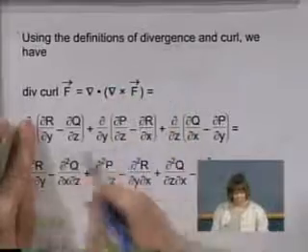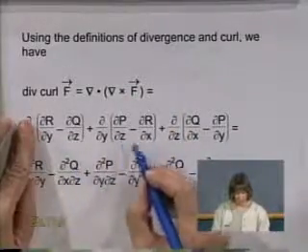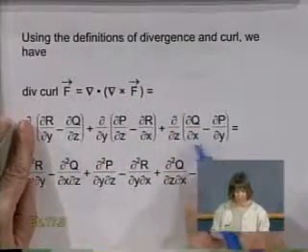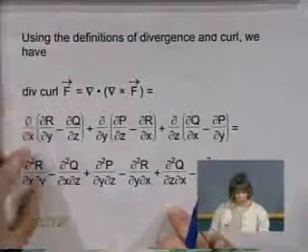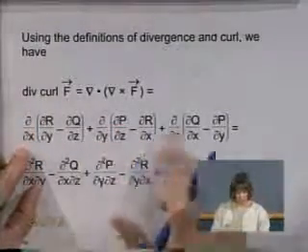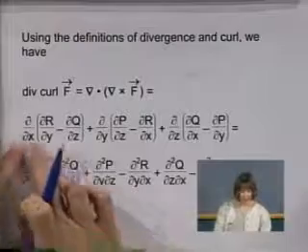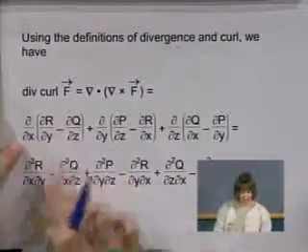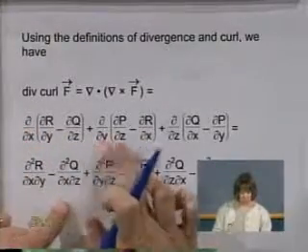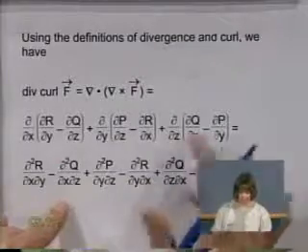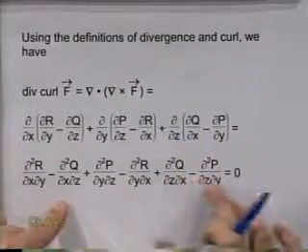So del cross f has this for its x component, this for its y component, this for its z component. And then I'm taking the partial with respect to x for this piece, partial with respect to y, partial with respect to z. If I take the partial with respect to x of these guys, I get this. Partial with respect to y of these guys, I get this. Partial with respect to z of these guys, I get this.